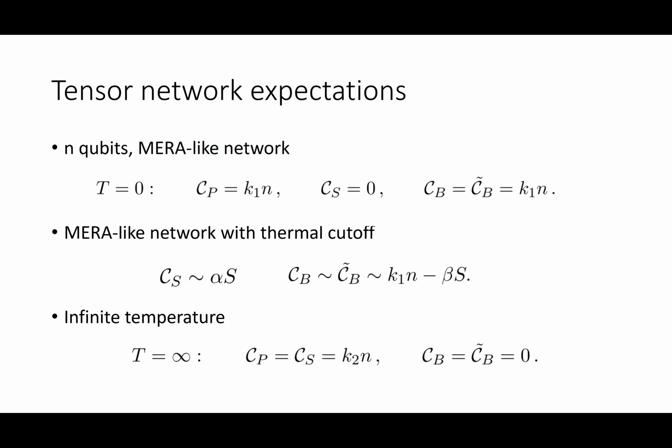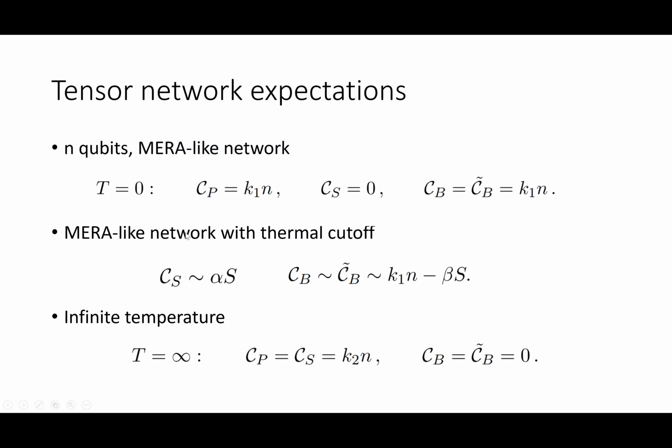Now, to get a sense of what the physics should look like, let's ask about the tensor network expectation. If I have, say, n qubits and a MERA-like network for the ground state at t equals 0, then you would expect that the purification complexity is just the ordinary pure state complexity, because it's already a pure state. And I get some constant k1 times the number of qubits. That just follows from counting the number of gates in MERA. The spectrum complexity is 0 because there's no spectrum. It's just trivial. And the basis complexity is exactly the same as the purification complexity.